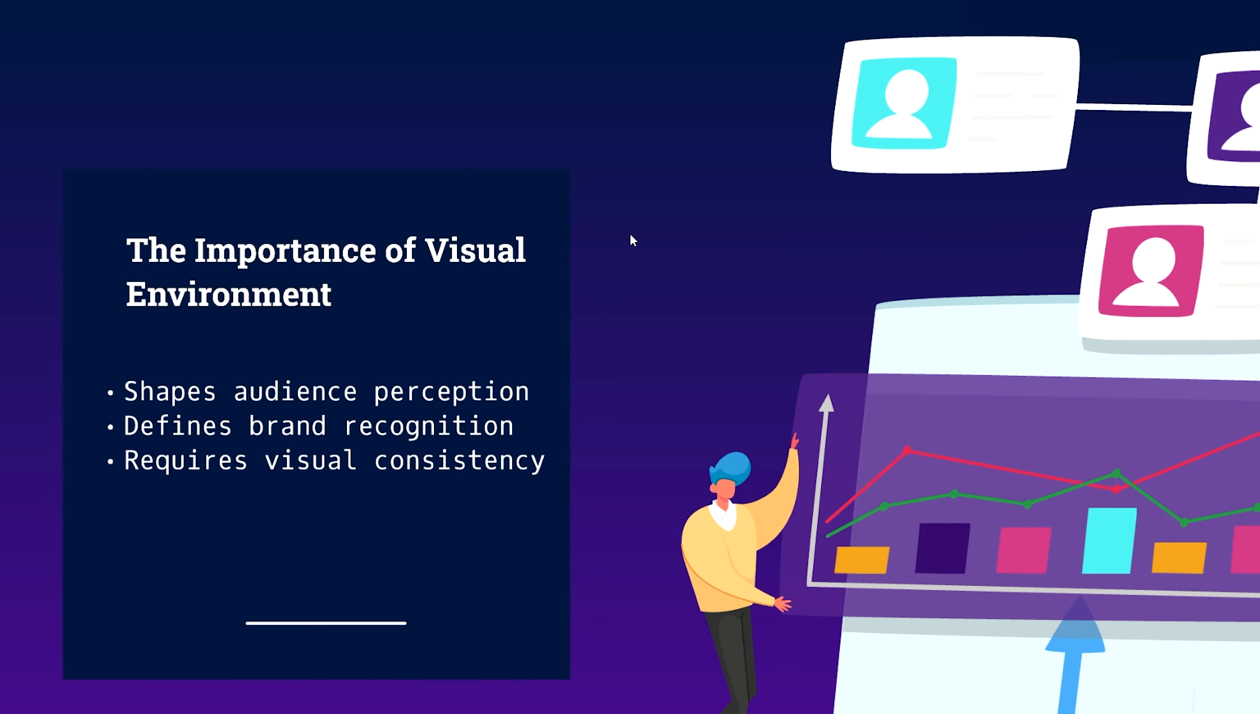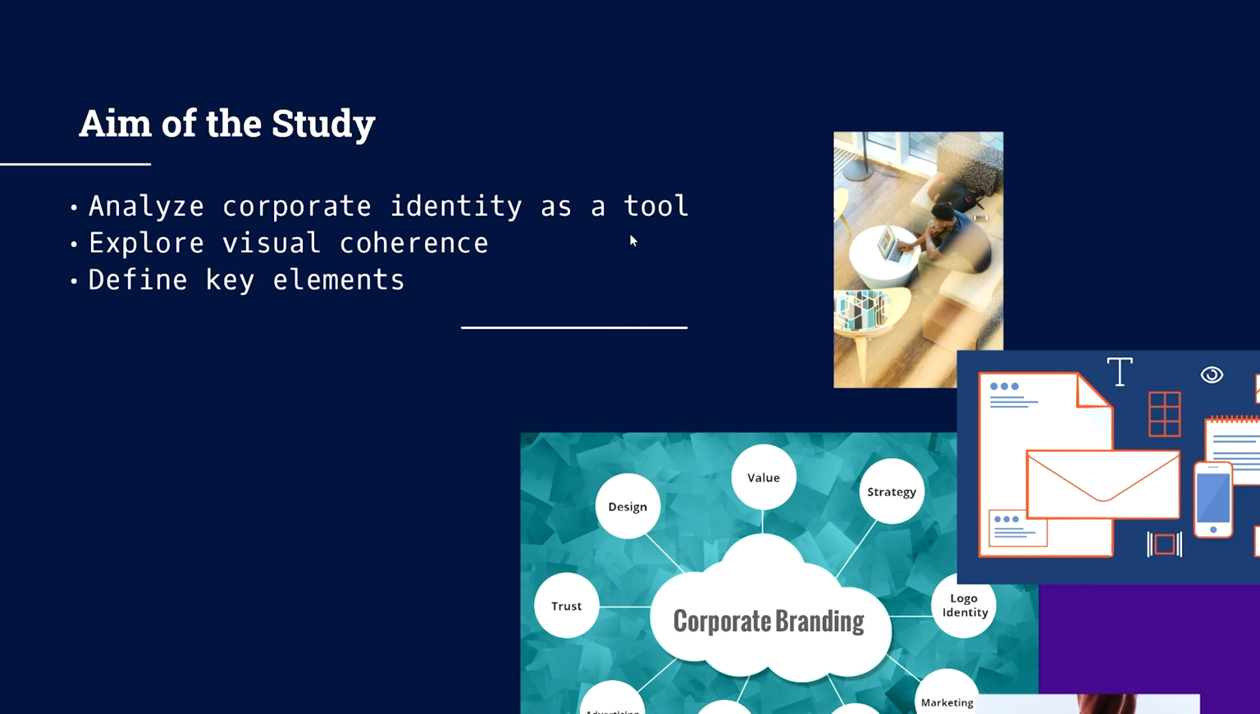The aim of this study is to examine corporate identity as a tool for forming a unified visual environment. We focus on understanding how its elements work together and how they contribute to visual coherence across different media. In addition, we identify the main components of corporate identity and analyze their role in communication design.